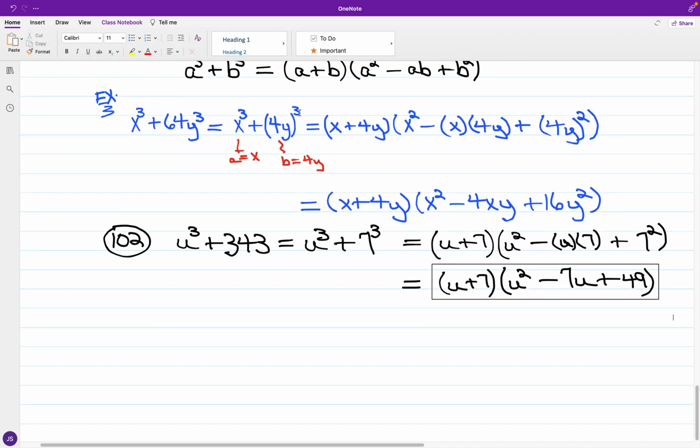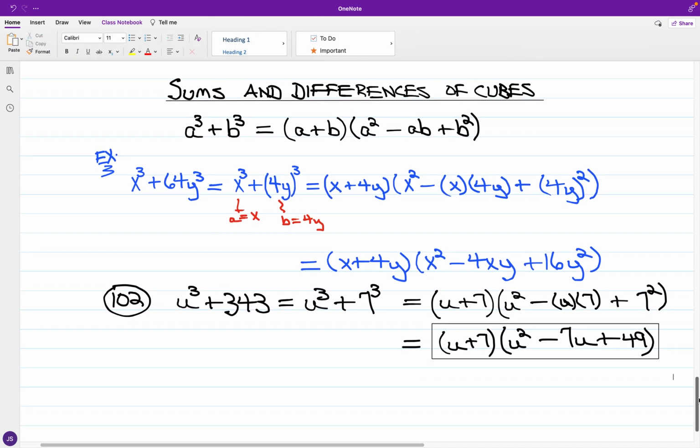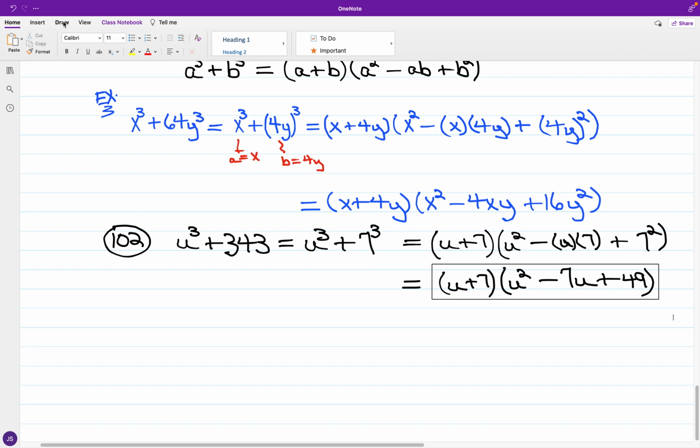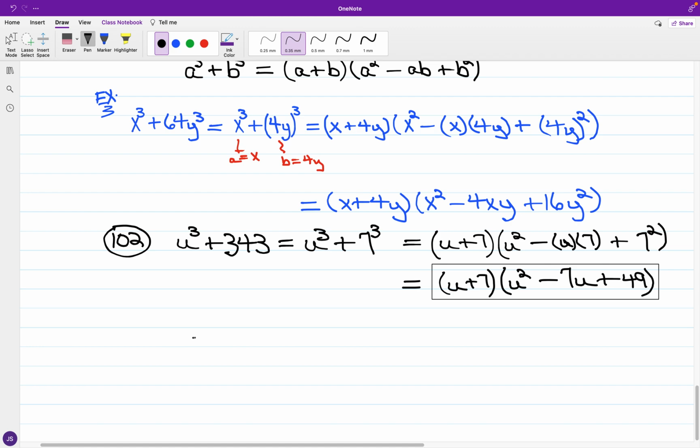So these are a couple of cases of what we have with the sum of cubes. Now for the difference of cubes, there will be a part looking at the deriving of sums and differences of cubes whenever we get into topics such as synthetic division.